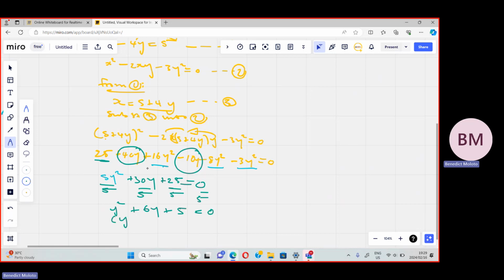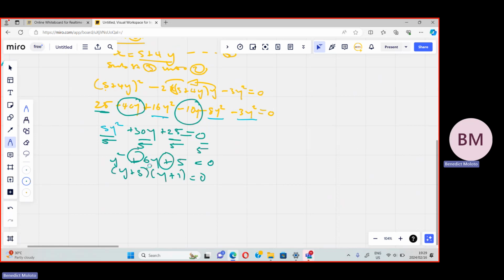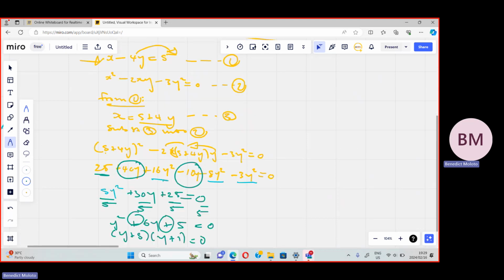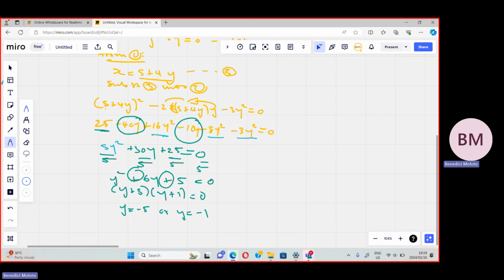Then here you have (y plus 5)(y plus 1). When everything is added, like here and here, you add everything inside the brackets. Then your y is equal to negative 5, or your y is equal to negative 1. Then you take this, substitute it into equation number 3, then we'll have x equals 5 plus 4 multiplied by negative 5. Then you punch the whole thing into your calculator and get negative 15, if I'm not wrong.